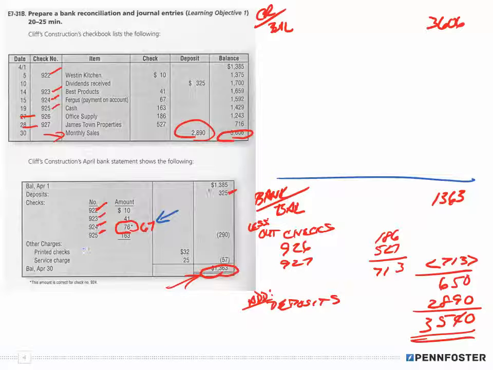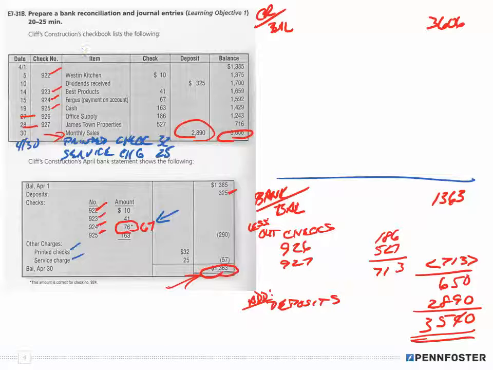So when I look, I'm not concerned with the beginning balance, and I know the deposit was taken care of, and I know all of these checks were taken care of. The only other things on my bank statement that are not in my check register are the printed checks and the service charge, for $32 and $25. So from my check register, it would be as if I was actually going to write them in here. In other words, I'd say, okay, this was $430, and I would write in printed checks for $32, and I would write service charge for $25.